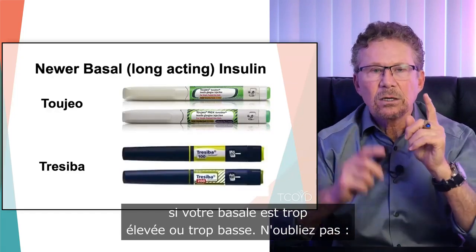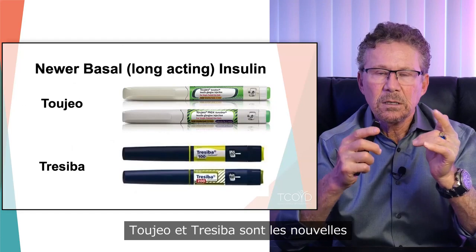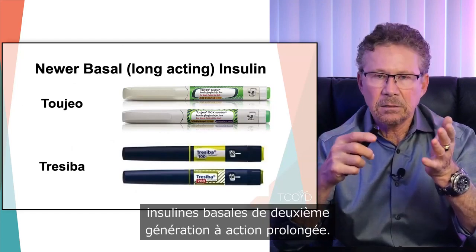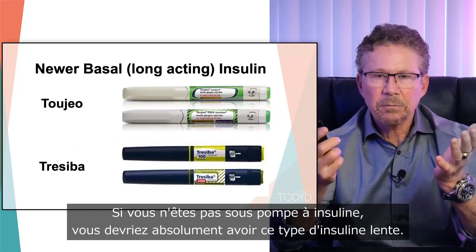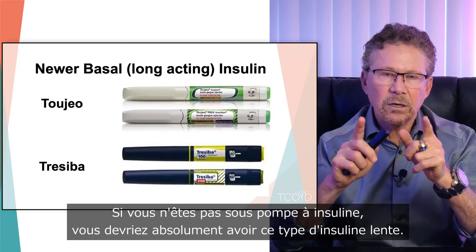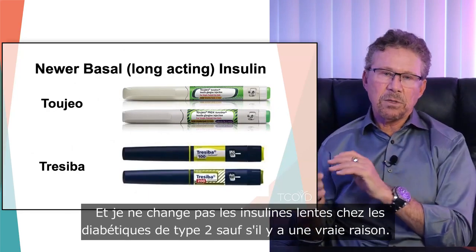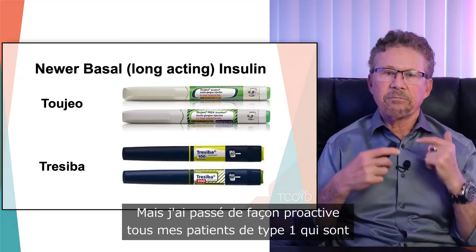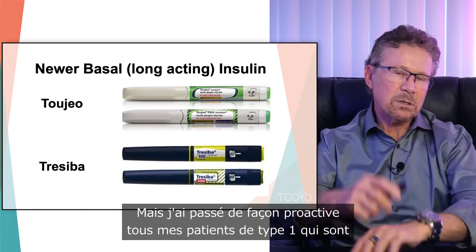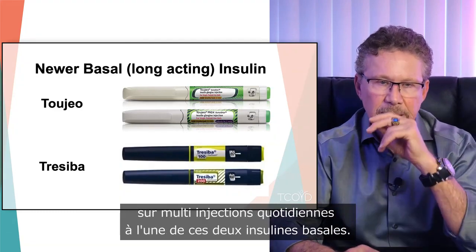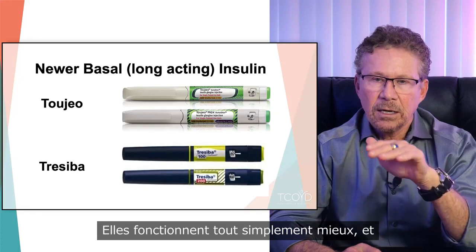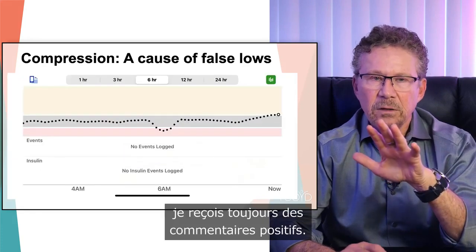Don't forget, Toujeo and Tresiba are the new second generation long-acting basal insulins. If you're not on pump therapy, you should definitely be on one of these. And I don't take my type 2s off older basals unless there's a real reason, but I have proactively switched all my patients with type 1 who are on multiple daily injections to one of these 2 basal insulins. They just work better, and I get uniformly positive feedback.